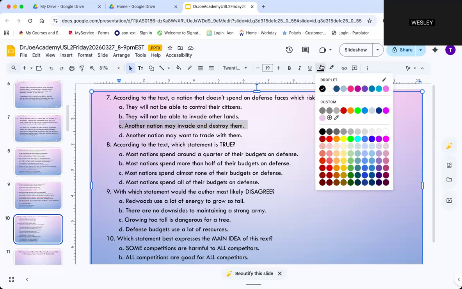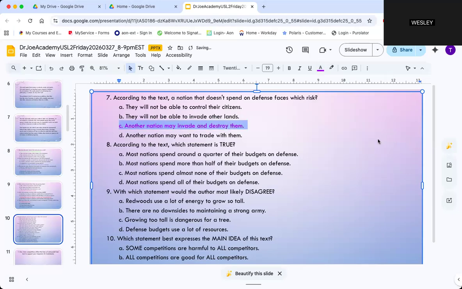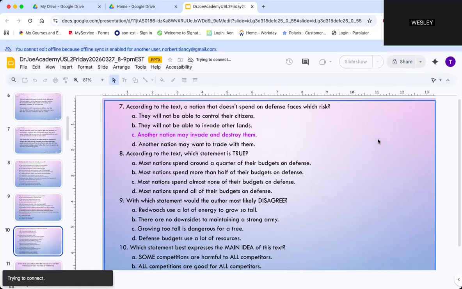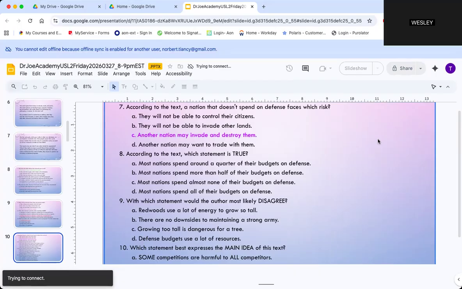Number 8. According to the text, which statement is true? A. Most nations spend around a quarter of their budgets on defense. B. Most nations spend more than half of their budgets on defense. C. Most nations spend almost none of their budgets on defense. D. Most nations spend all of their budgets on defense. What is a quarter? A quarter is 1/4, 25%.